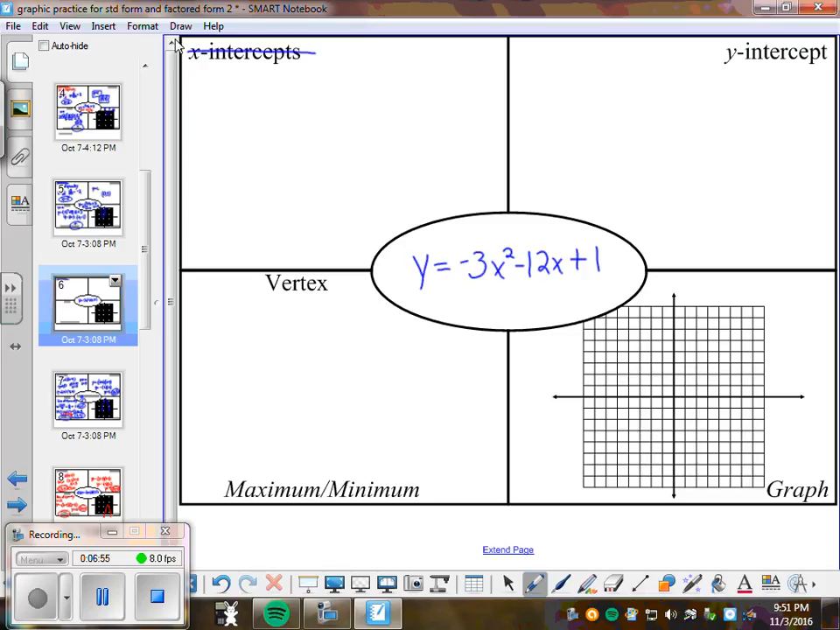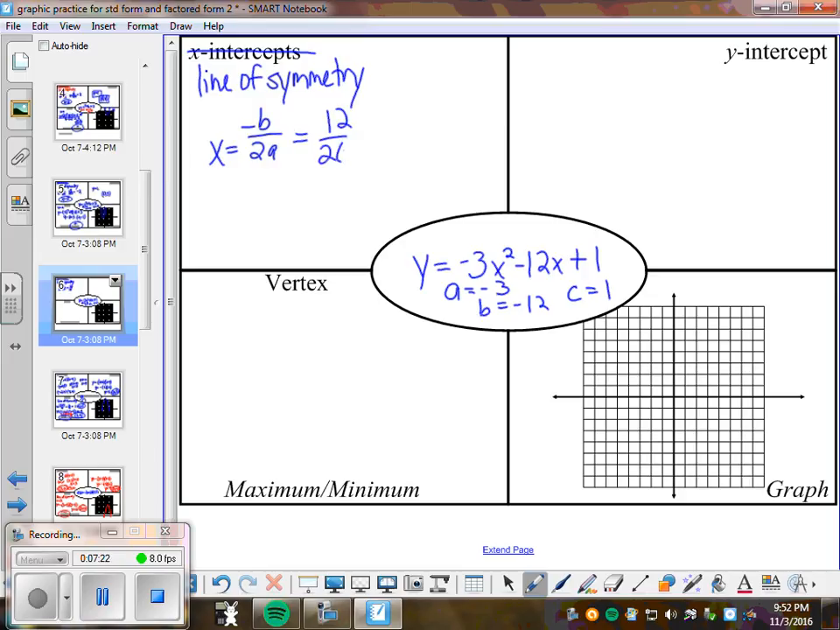Line of symmetry again. A is negative 3, B is negative 12, C is 1. X equals the opposite of B over 2A. That's going to be 12 over 2 times negative 3. 12 divided by negative 6 is negative 2. X equals negative 2. We have a negative, so it's a maximum.